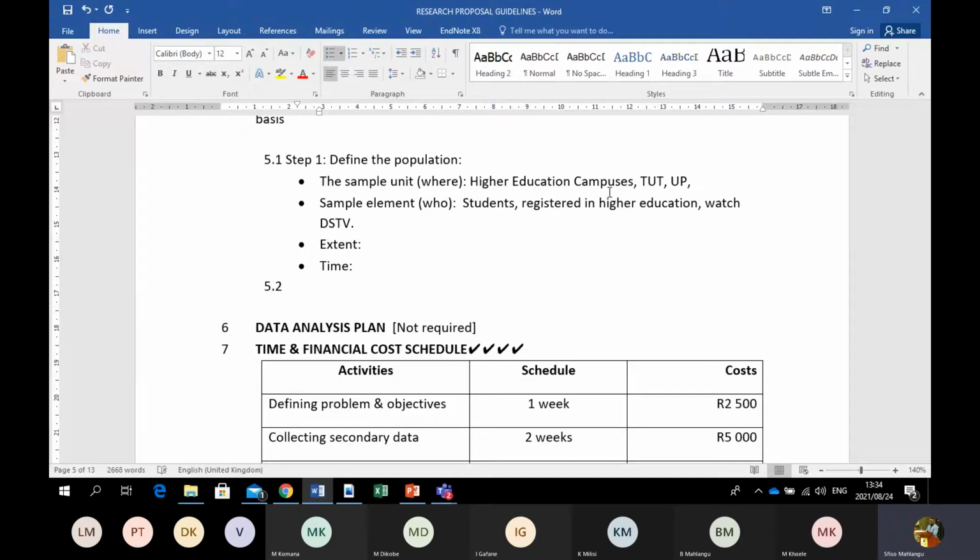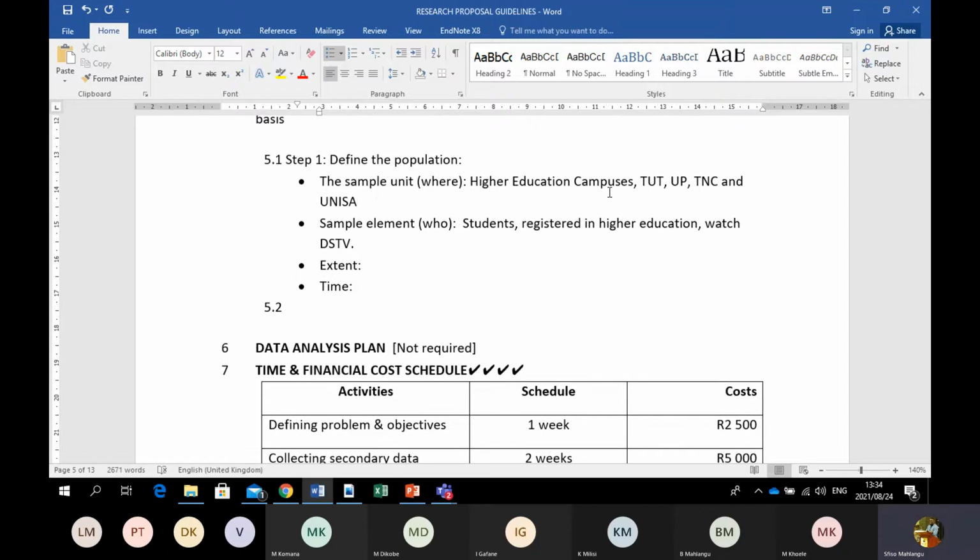Let's put one college, maybe Tshwane North College, and UNISA maybe, and put one of the traditional universities. They said we should visit them, so you must be as specific as possible here. And you can see some of these answers like your TUT, your UP, University of Pretoria. It's always nice not to abbreviate and use the complete words because you don't know who you're writing this research proposal to.